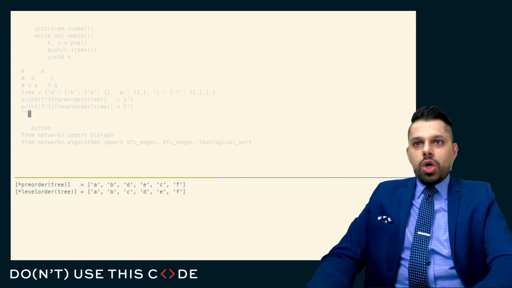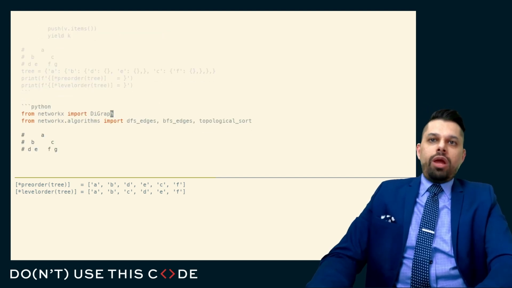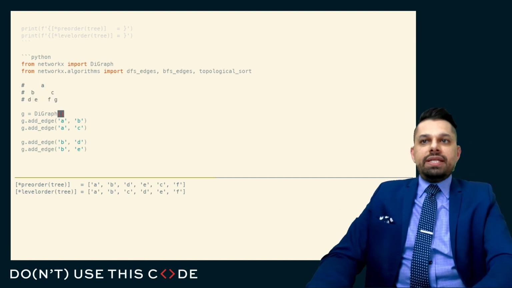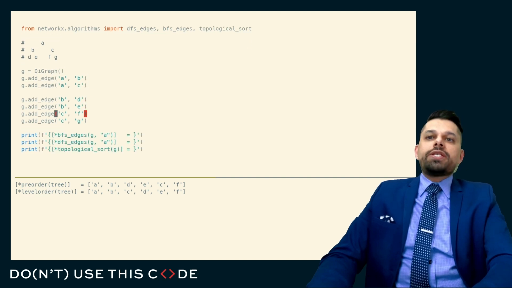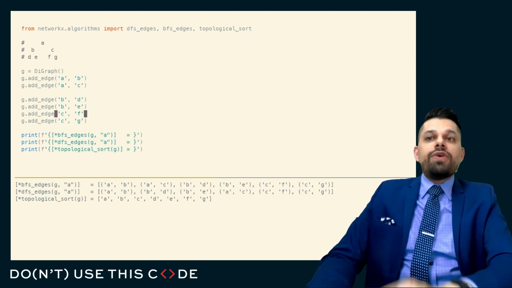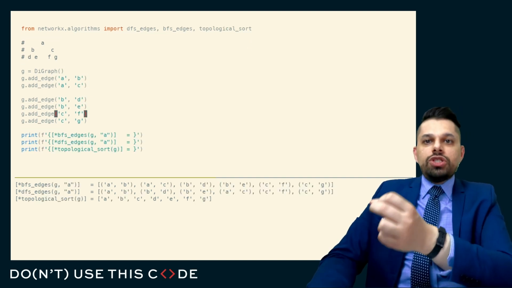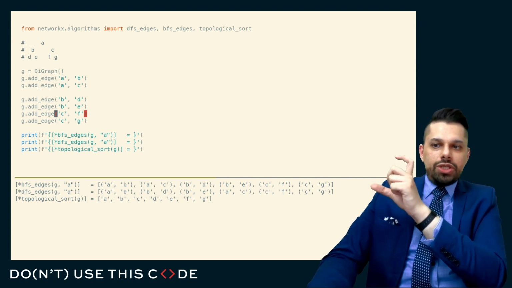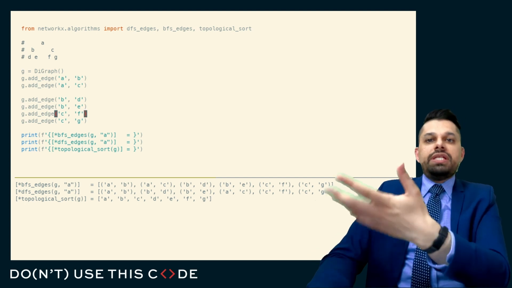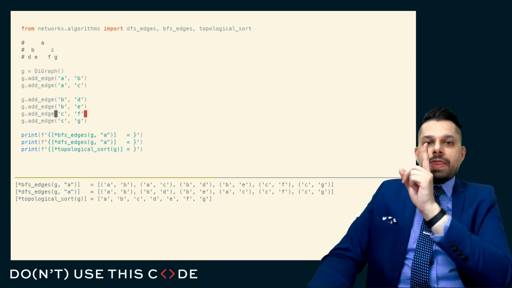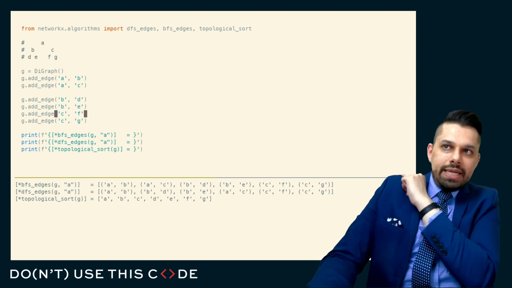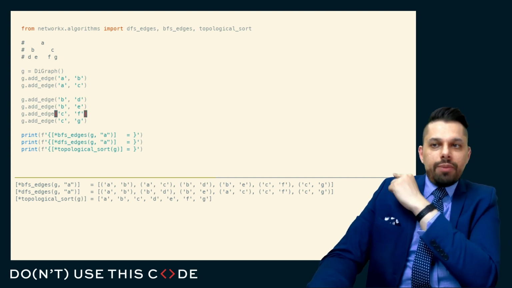Now let's convert this over to our NetworkX frame of view. With the NetworkX digraph that looks something like this, with A connected to B and C, B connected to D and E, and C connected to F and G, we can express the same idea in terms of BFS edges, DFS edges, and the topological sort. The BFS edges gives all of the edges of this graph in that breadth first order, the DFS edges in that depth first order, and the topological sort, which is very interesting. You can see it matches just the level ordering.